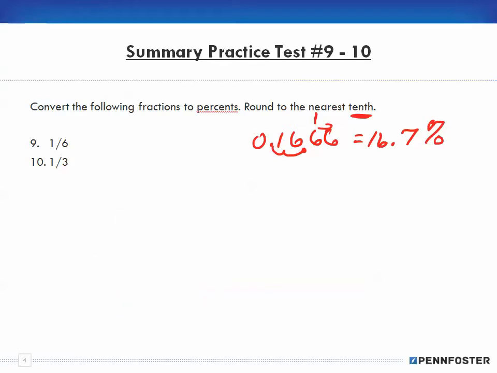All right. Let's see here. 1 over 3. That's going to be 0.333. Okay. Do the division yourself. And I move the decimal over 2 places. Okay, remember the 3's are going to go on forever, so here's my tenths. Look to the right, 3 is less than 5, so I'm going to round down, and I end up with 33.3%.